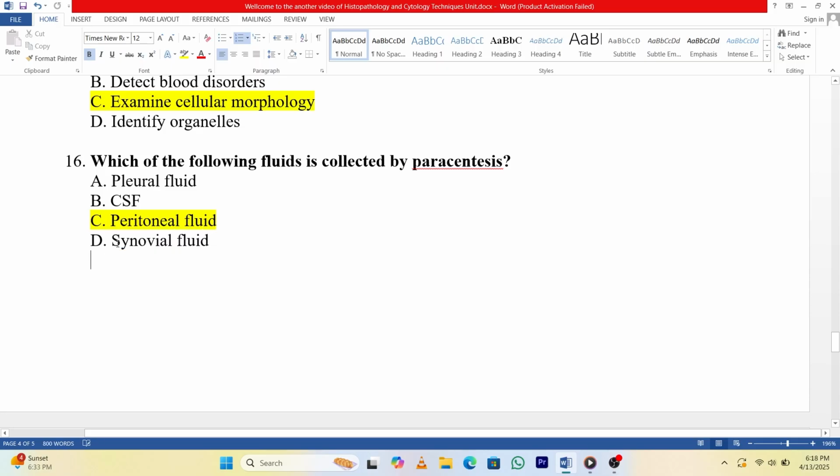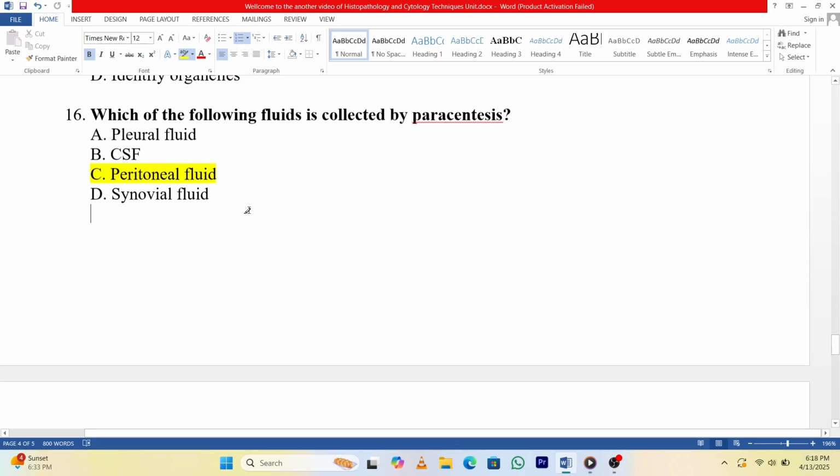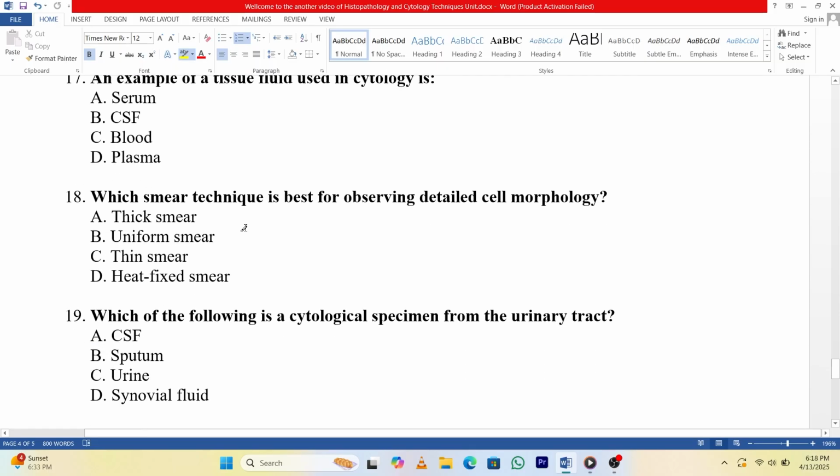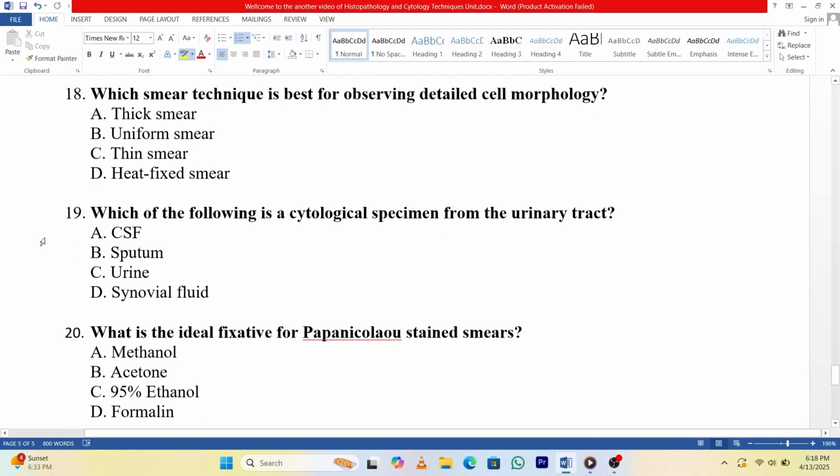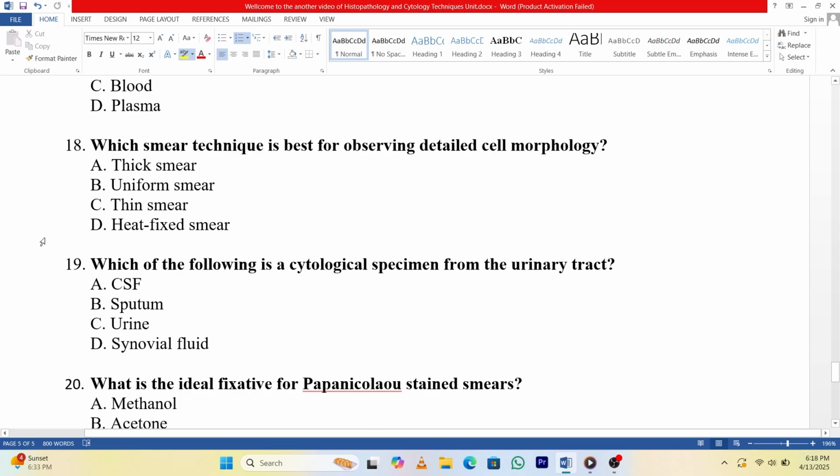Answer: C. 17. An example of a tissue fluid used in cytology is A. Serum. B. CSF. C. Blood. D. Plasma. Answer: B. 18. Which smear technique is best for observing detailed cell morphology? A. Thick smear. B. Uniform smear. C. Thin smear. D. Heat fixed smear.